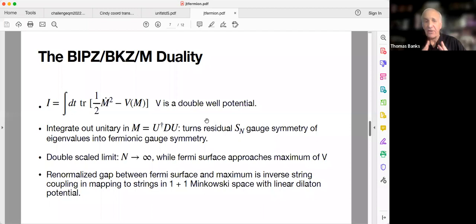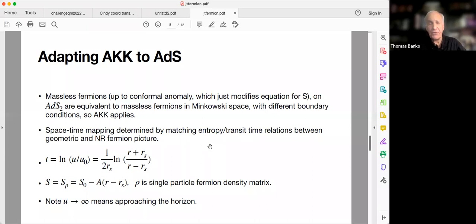Everything is just determined by the scale of this upside down harmonic oscillator potential. So we're going to be thinking about that second version of things. We want to be thinking about something that is not a string scale geometry, but a geometry that is large and classical.